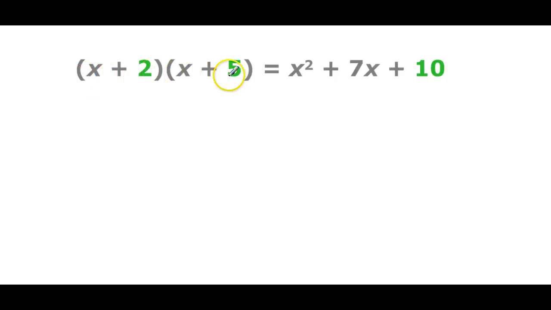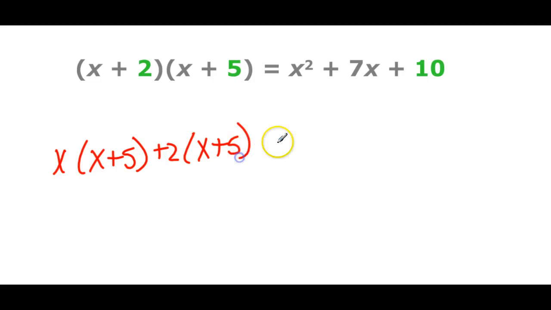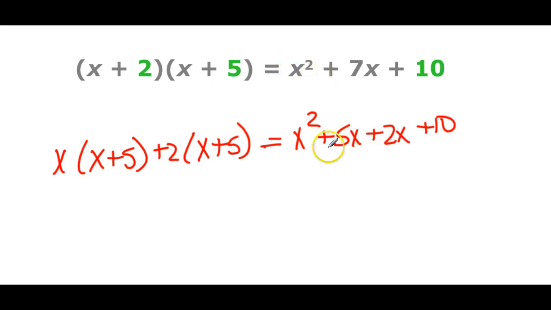When I have a binomial times a binomial, you either do the distributive property, which is take the x and multiply it by the second binomial, then go back and take the 2 and multiply it by the second binomial, and that's going to give you x squared plus 5x plus 2x plus 10, which is going to give you x squared plus 7x plus 10.